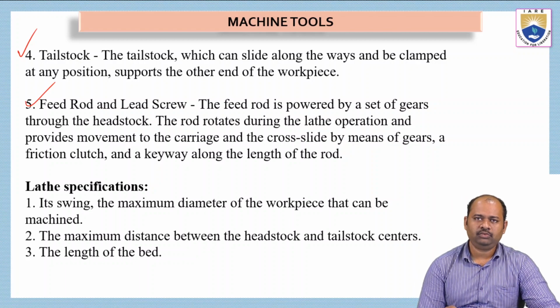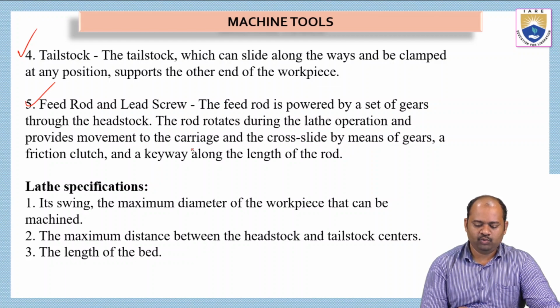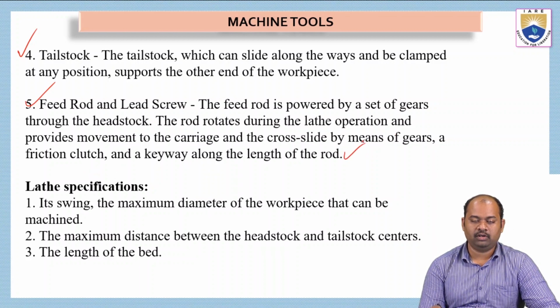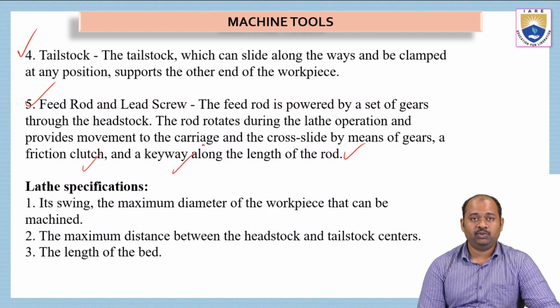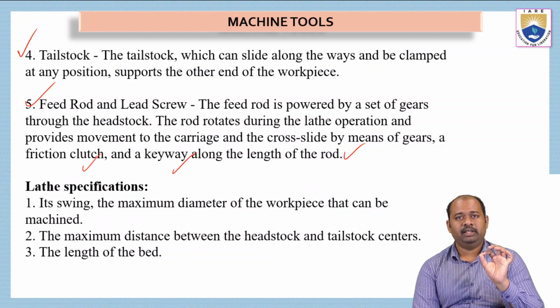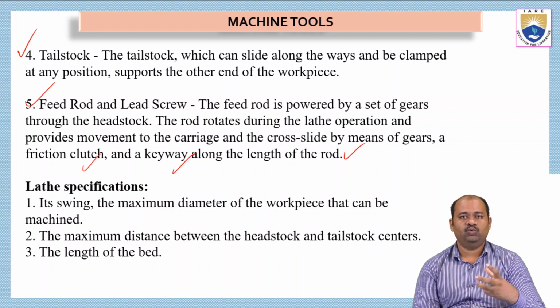So then what happens? It provides movement to the carriage and cross slide by means of gears, a friction clutch and a keyway along the length of the rod. We have to connect all these devices in order to make the machine work properly. The friction clutch, the keyway, and so on, everything has to be connected to the lead screw in order to make it move easily.